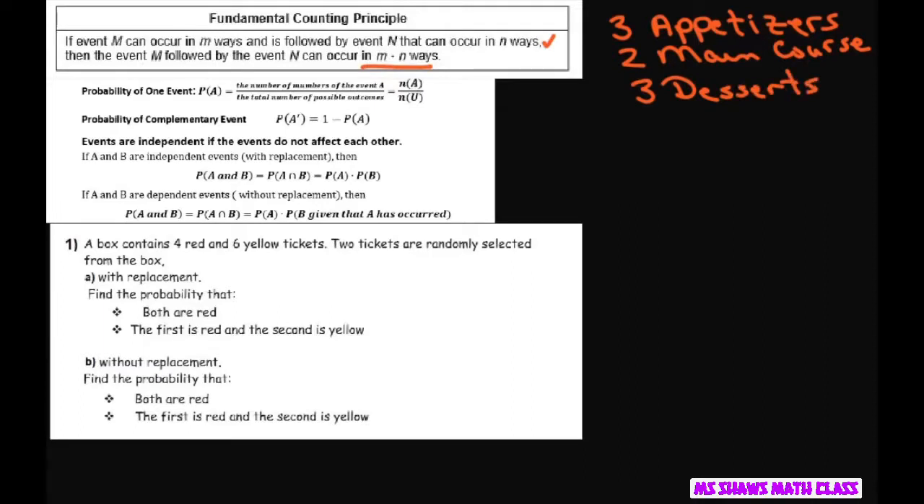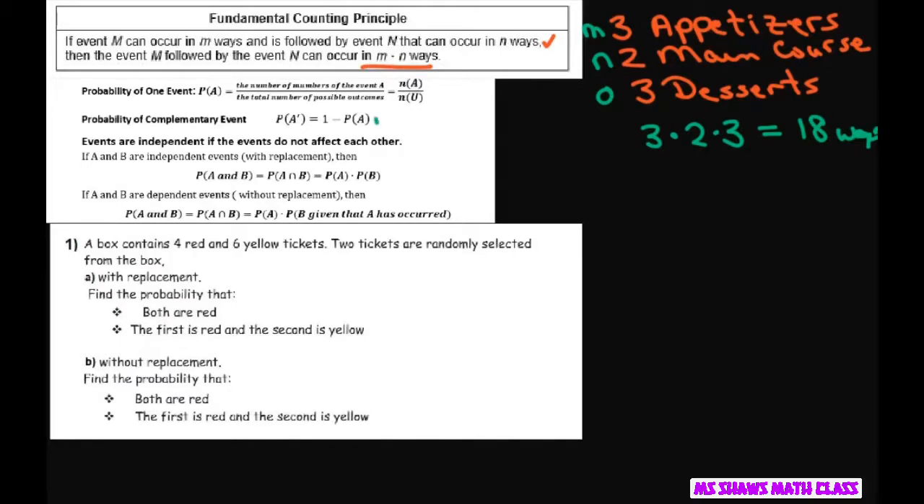So this is like M ways, N ways, and O ways. So basically you're just multiplying this. 3 times 2 times 3. So that's going to be 9 times 2, is 18. So that's 18 possible combinations that it can occur. All right.